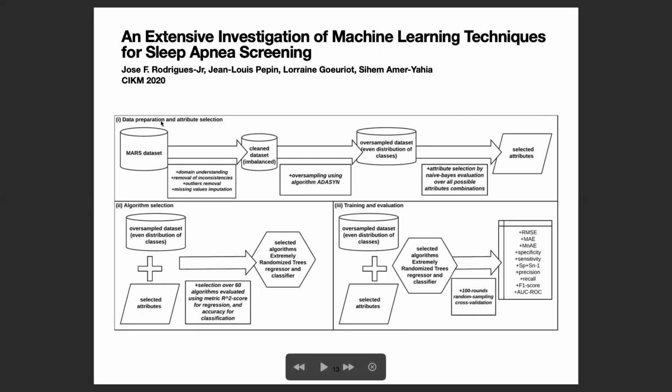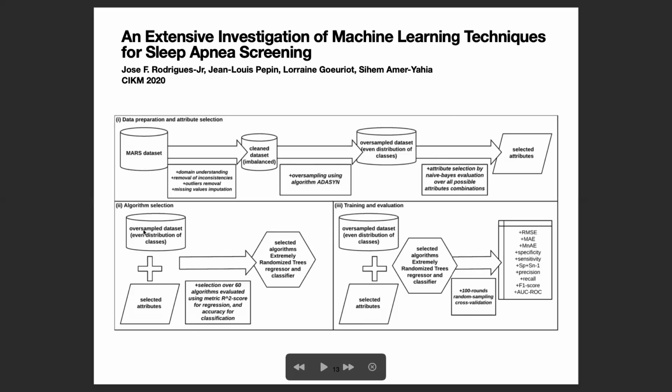The first one is the data preparation part. As with any such study, we had to clean the data set by removing inconsistencies, outliers, and missing values. We also had to do some oversampling to get a balanced data set. And finally, we used naive Bayes methods on the data to get which attributes were the most discriminant in the data set.